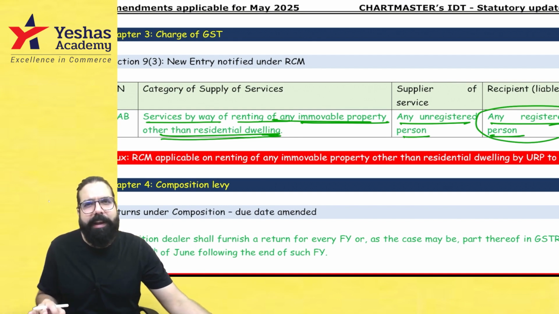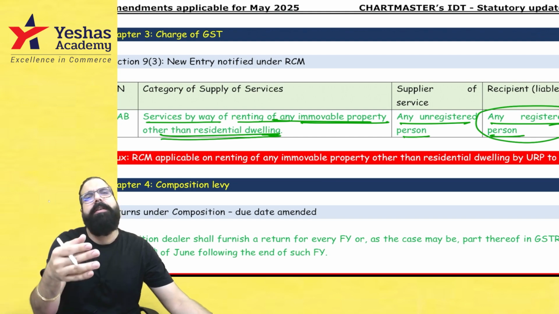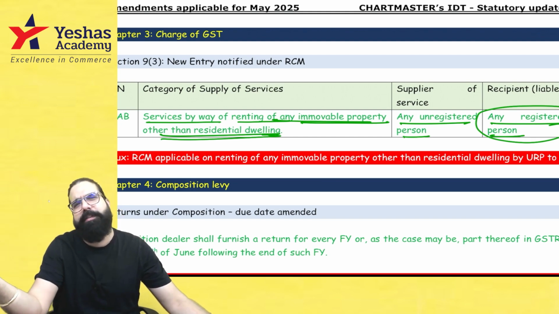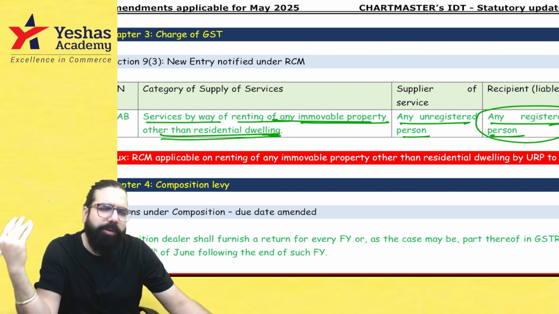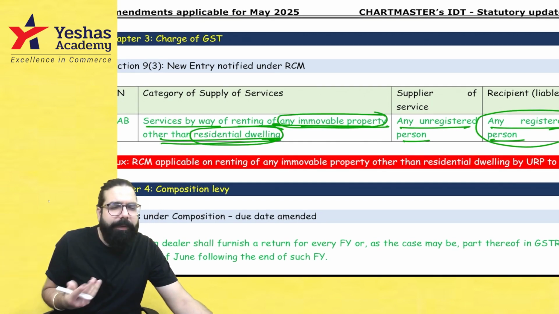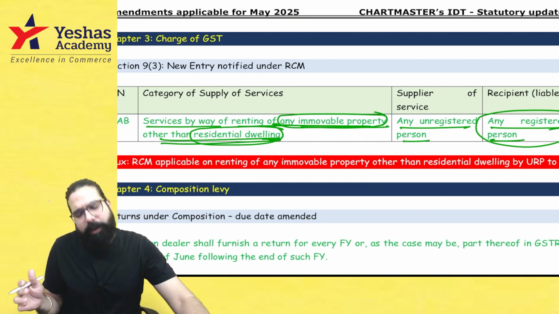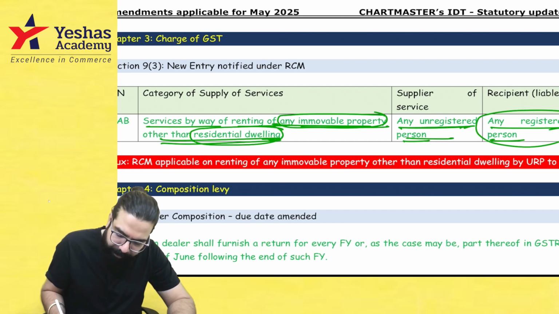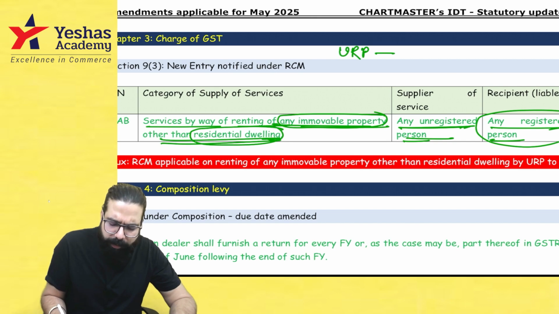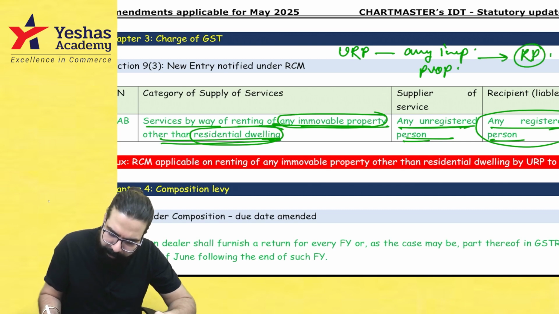In the exam, please be very careful. The residential property point had come earlier, that residential property rented by any person to a registered person pays GST under RCM. That was already there. Now they are telling any immovable property other than residential property. Other than residential property can be a commercial property or any immovable property. If an unregistered person rents any immovable property and you are a registered person, you have to pay GST under RCM.